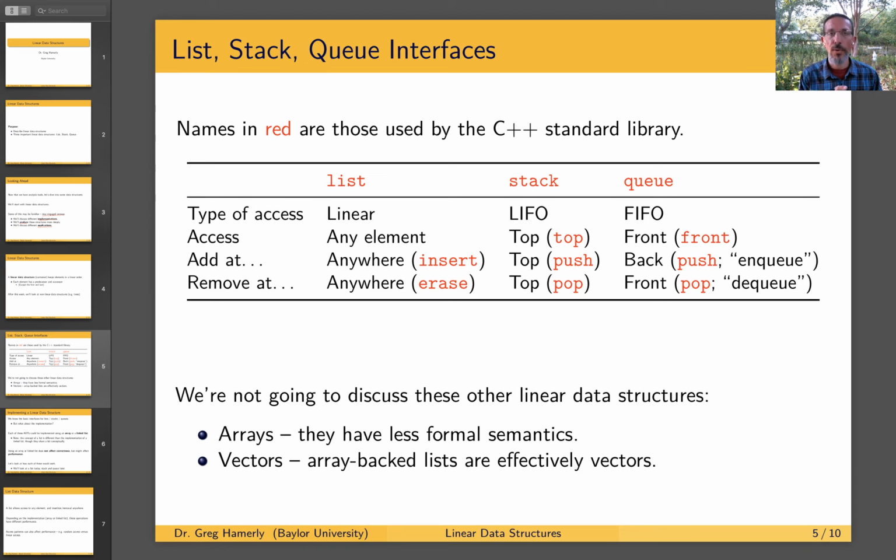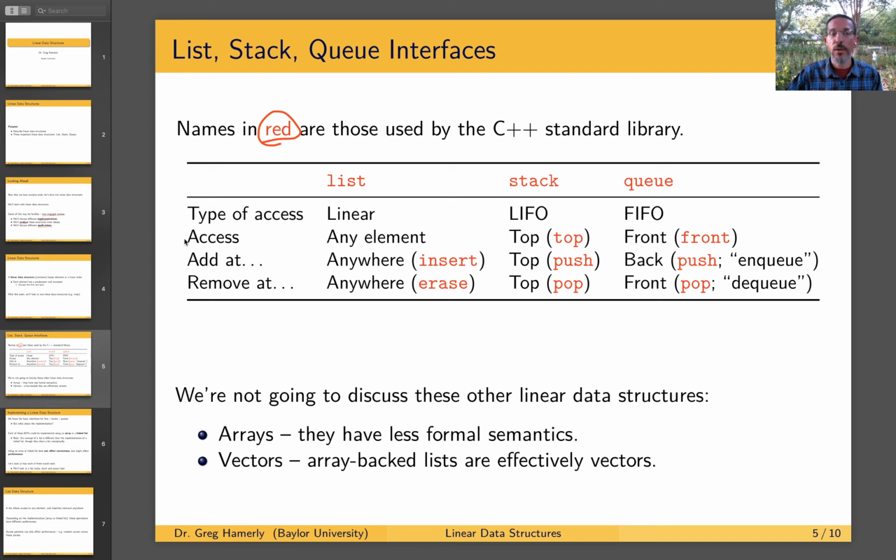The interface is really important, right? We have to know what are the methods that these types support that define the data structures. And just out of interest, I've highlighted in red the names that are used by the C++ standard library. So the C++ standard library has a list, a stack, and a queue type. And they support the operations like if we want to insert into a list, it's called insert. But if we want to add to a stack, it's called push. And also for a queue in the standard template library, it's called push as well, okay? But we might call that enqueue just to be clearer that we're talking about a queue, okay?